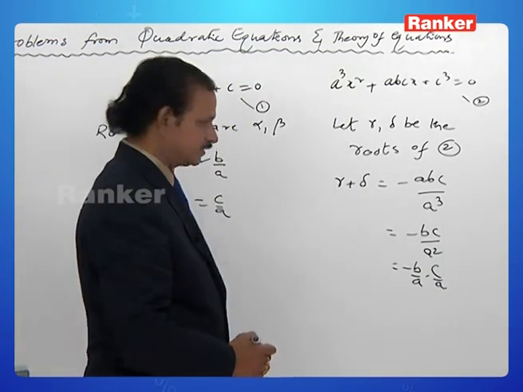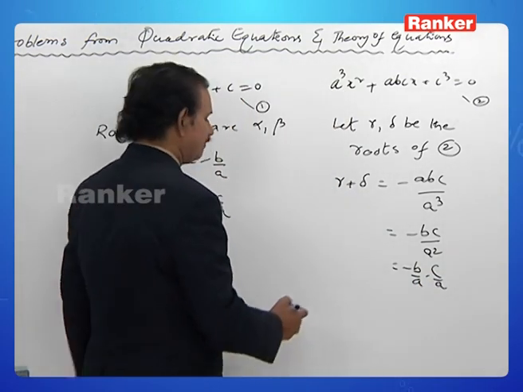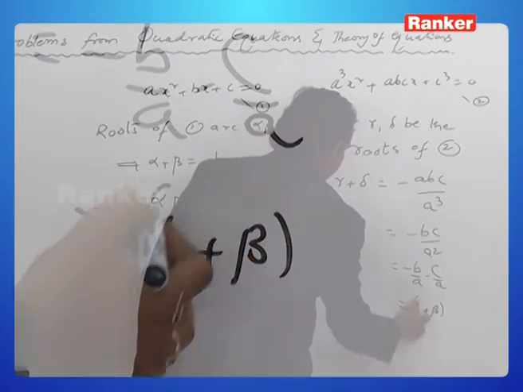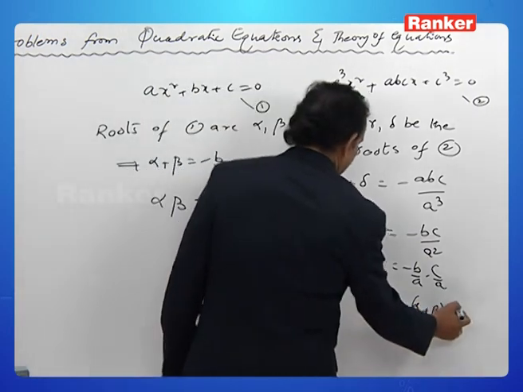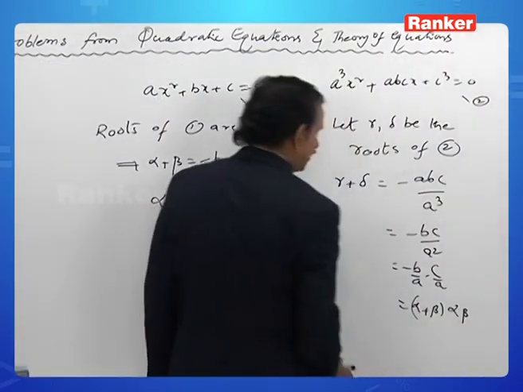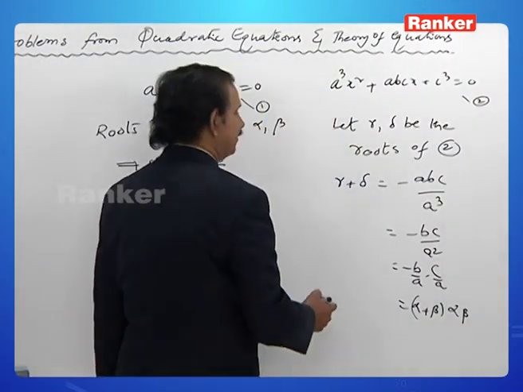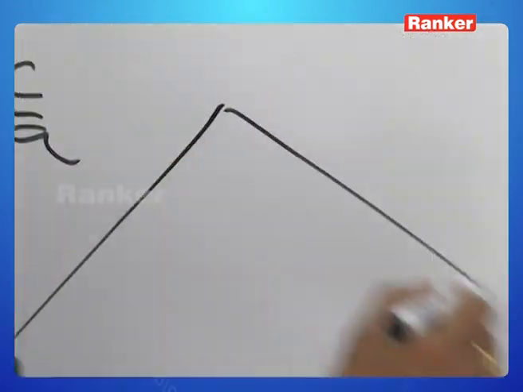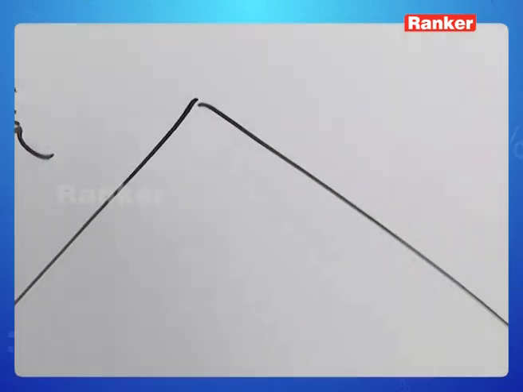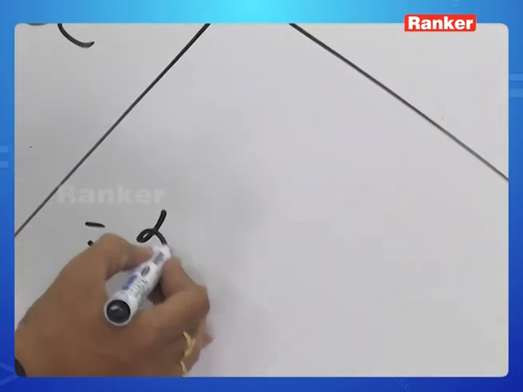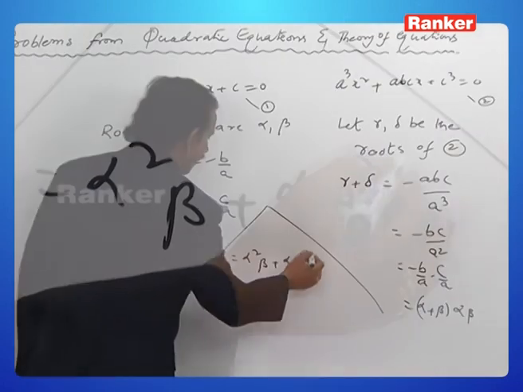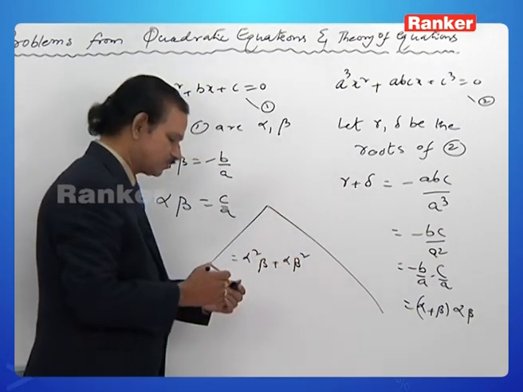Well, let us trace it. Minus b by a, what is minus b by a? Alpha plus beta. What is c by a? Alpha into beta. What is alpha plus beta into alpha beta? Alpha square beta plus alpha beta square. This is the sum of the roots.